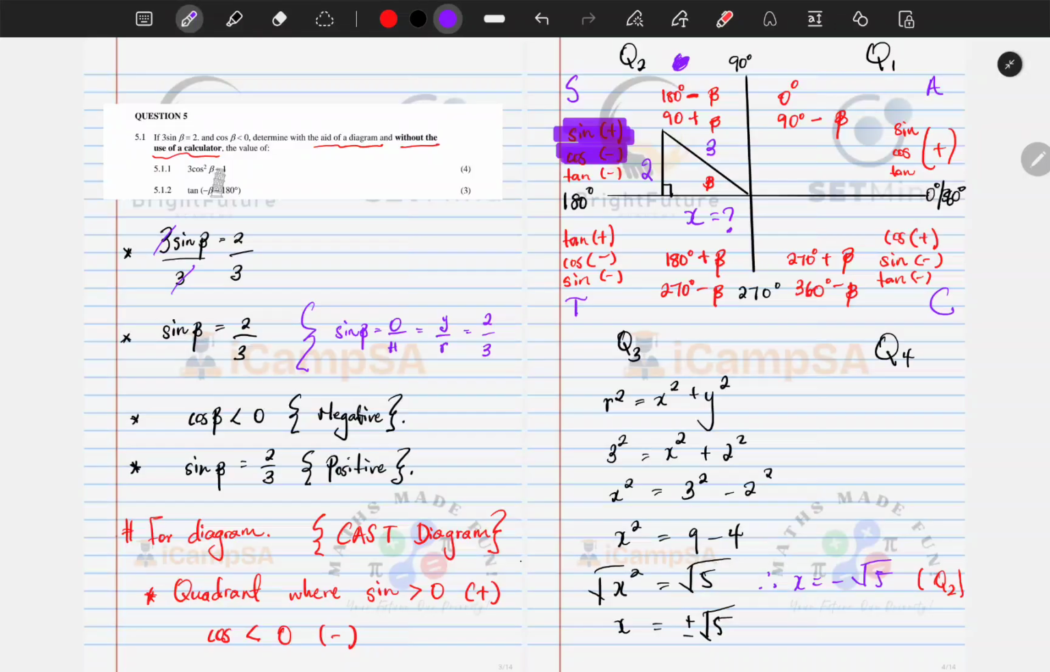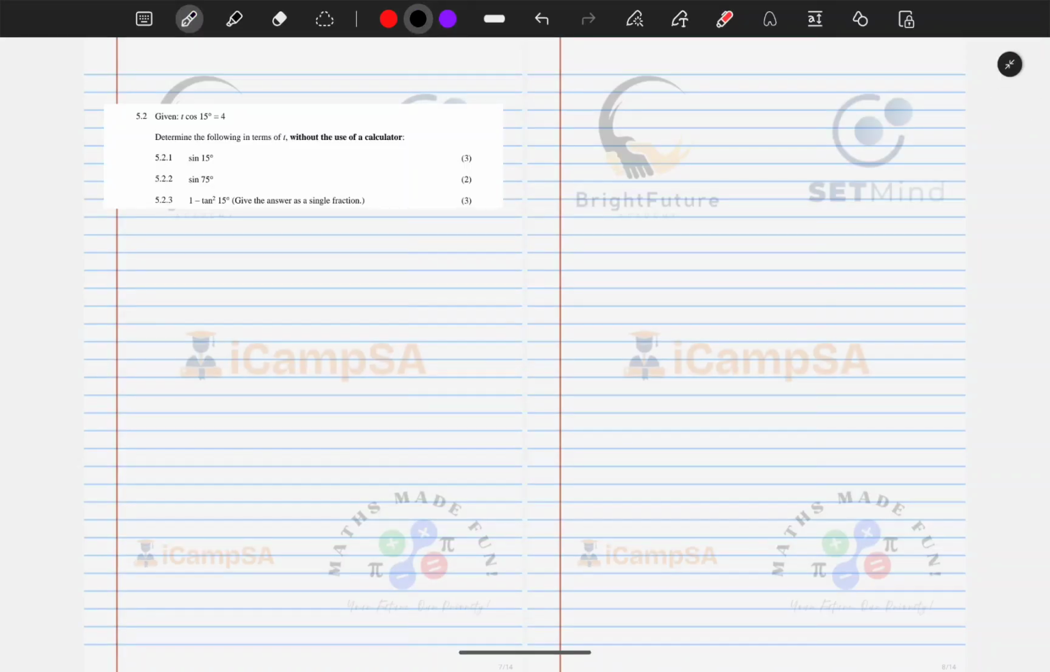Great. So now let's look at 5.2. Okay. So 5.2 says given that t cos 15 degrees is equals to 4, determine the following in terms of t without the use of a calculator, right? So it's almost a similar question. So what we are going to do here, we are given that t cos of 15 degrees is equals to 4. Right, so I'm going to divide by t, and then t and t will cancel, right, and then I'll be left with cos 15 degrees is equals to 4 over t, right?